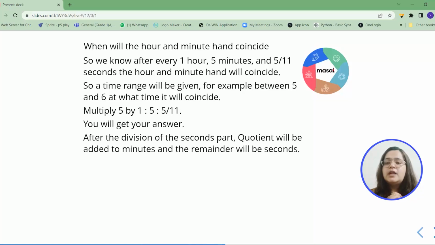Just one thing you have to remember, the last part, that is the seconds part. If it is giving you the answer as 35 by 11 or 45 by 11 or 50 by 11, you do not have to leave it. You have to do the actual division, and after dividing, whatever quotient you get, you add that to the minutes, and whatever remainder you get, that remainder divided by 11 will give you the seconds. So remember this important division part.